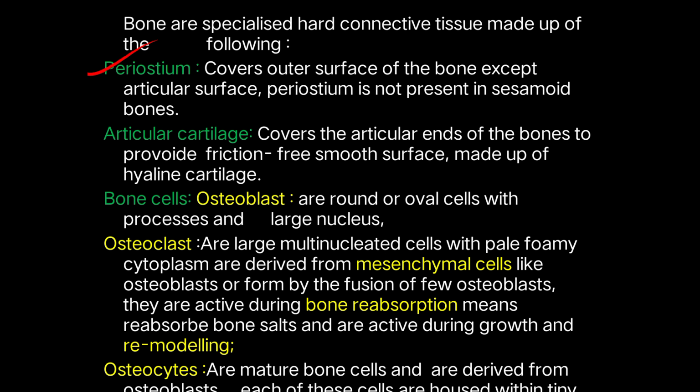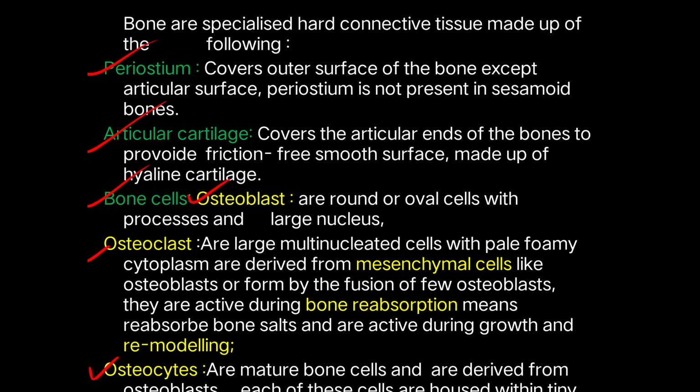We have seen it. Now what is articular cartilage? We already discussed that articular cartilage covers the articular end of the bone to provide a friction free smooth surface, and it is made up of hyaline cartilage. Then bone cells. The bone cells are the osteoblast, osteoclast, and osteocyte.